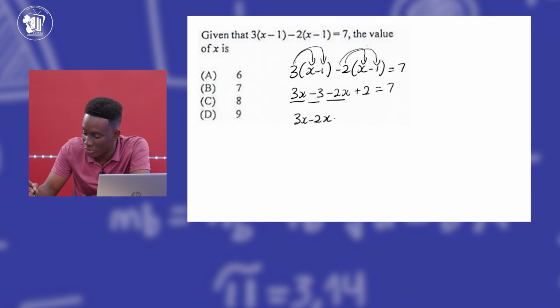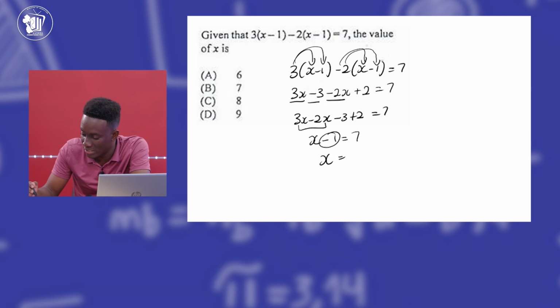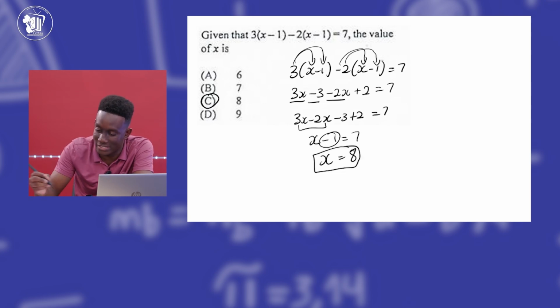Then I have minus 3 plus 2 is equal to 7. So 3x minus 2x will give me x, and negative 3 plus 2 would give me a negative 1 is equal to 7. So hence x will be equal to, this 1 is subtracted, now you take it over to add. So 7 plus 1 would give me 8. So x is equal to 8 as the answer.